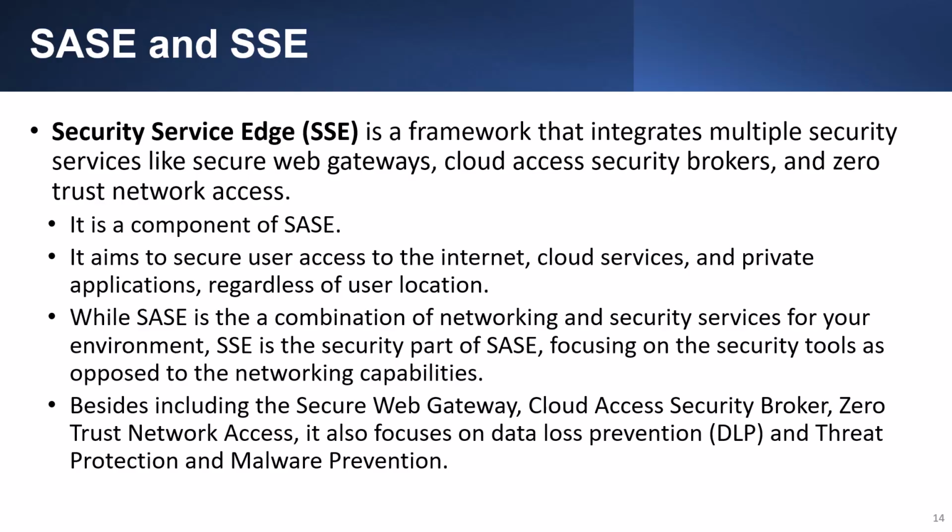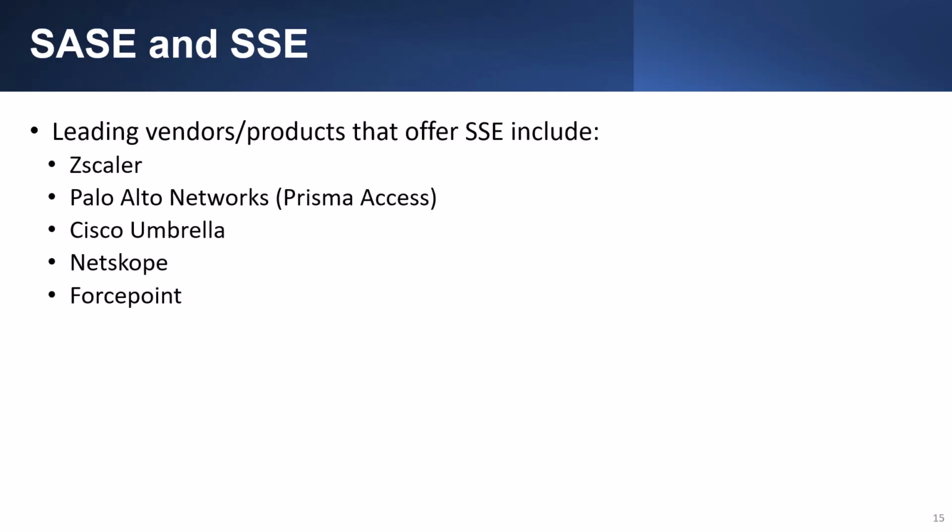While SASE is the combination of networking and security services for your environment, SSE is the security part of SASE, focusing on security tools as opposed to the networking capabilities. Besides including the secure web gateway, cloud access security broker, and zero trust network access, it also focuses on data loss prevention, or DLP, and threat protection and malware prevention. Leading vendors and products that offer SSE include Zscaler, Palo Alto Networks, Cisco Umbrella, Netskope, and Forcepoint.